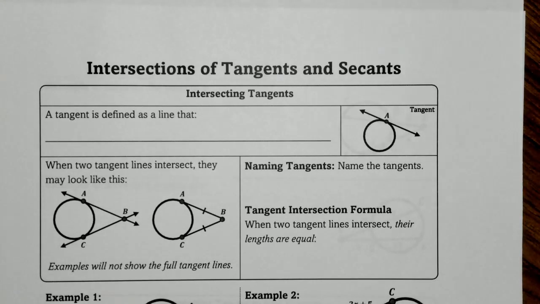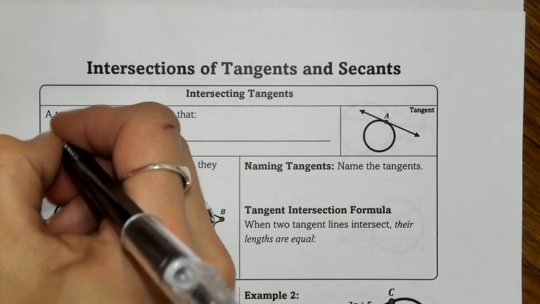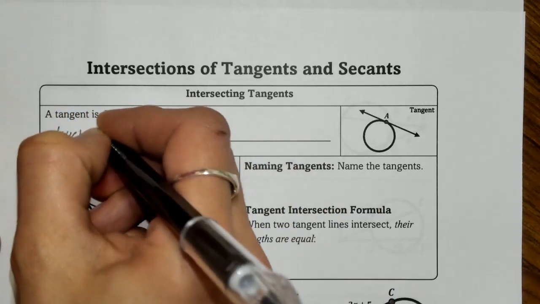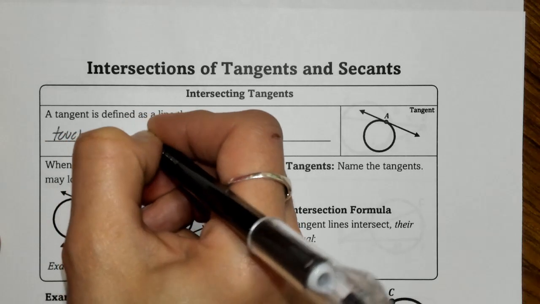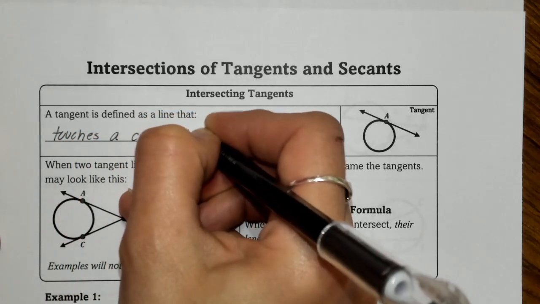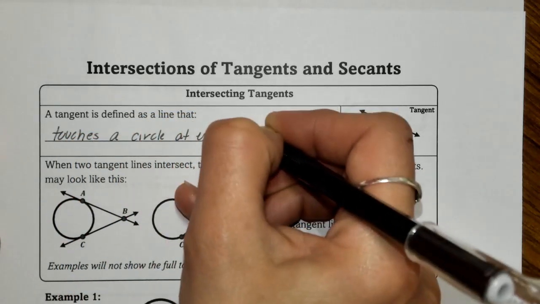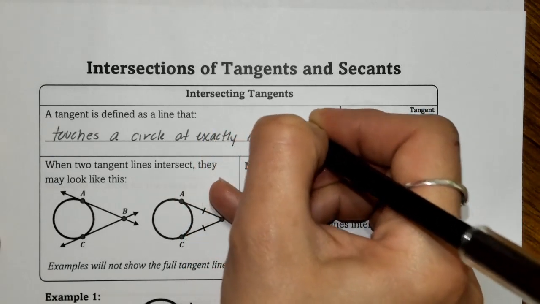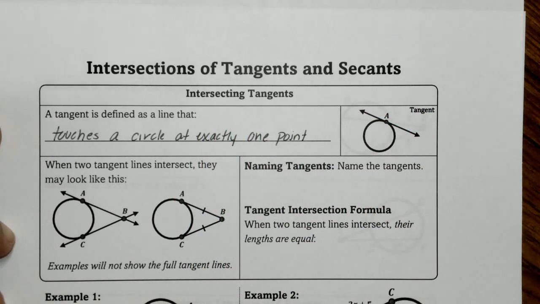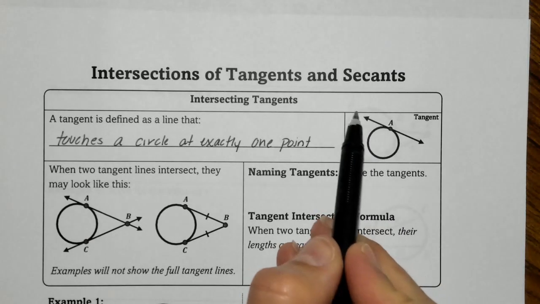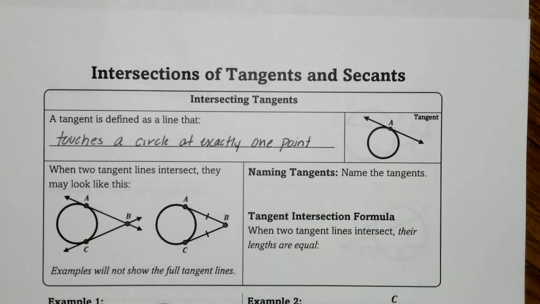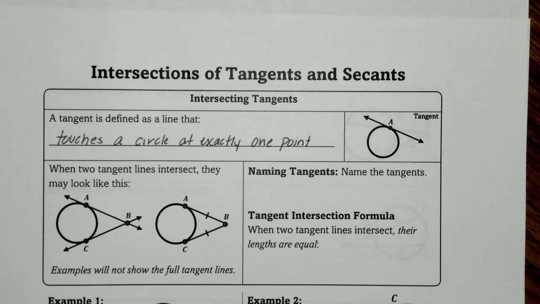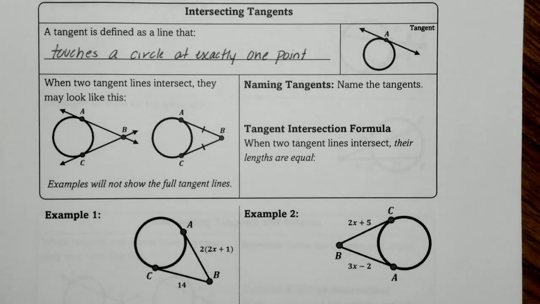This video is going to cover what happens when we have tangents and secants intersect. First, let's go ahead and remind ourselves what a tangent is. A tangent is defined as a line that touches a circle at exactly one point. Tangent touches, TT. It's just going to go by and graze it, just hit it right there at that one point. Okay? So when we have two tangents that intersect, they can look two different ways.